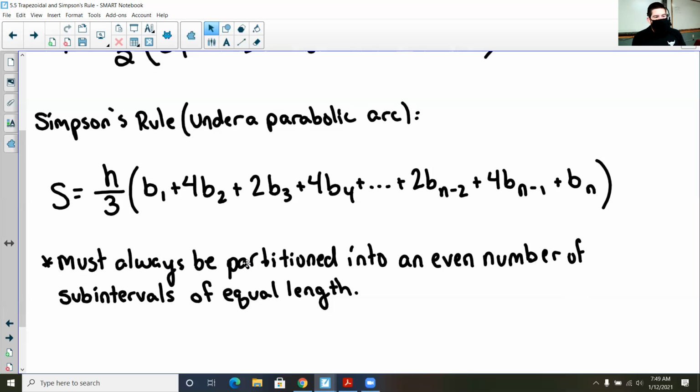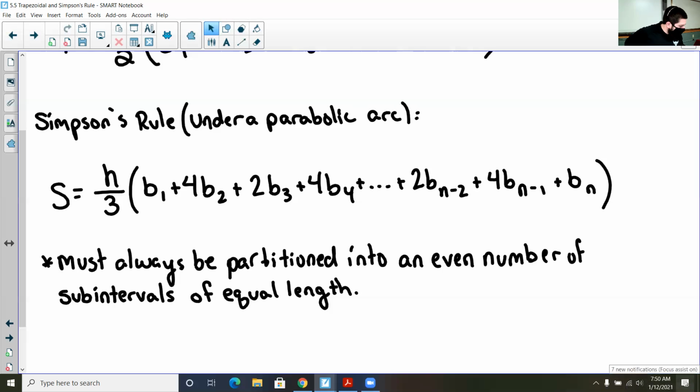So there's this little warning here. You must always be partitioned or broken up into an even number of subintervals of equal length. Equal length, so they all have the same height, and even so that this pattern holds true. If you had, say, 4 subintervals, it would go multiplier of 1, 4, 2, 4, 1, and then you'd be done. If you had 6, that would be 1, 4, 2, 4, 2, 4, 1. So we have to be careful about the even numbers there.